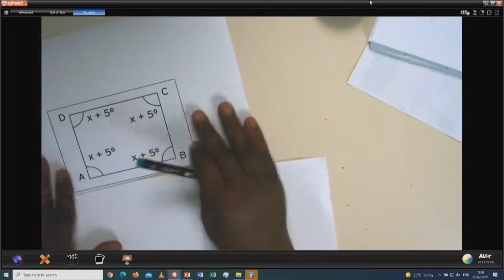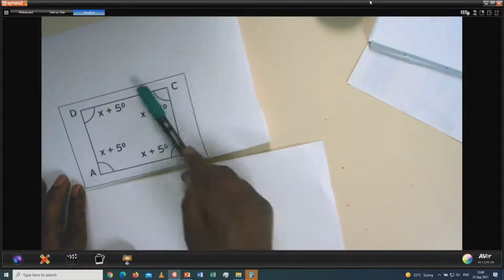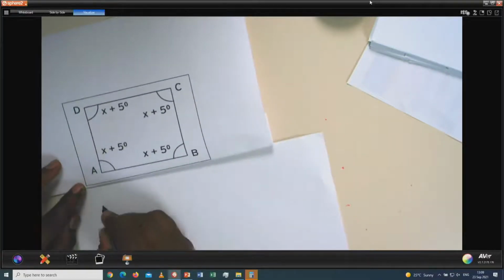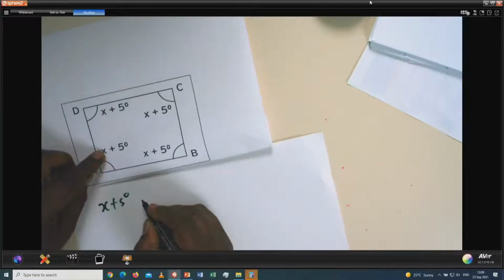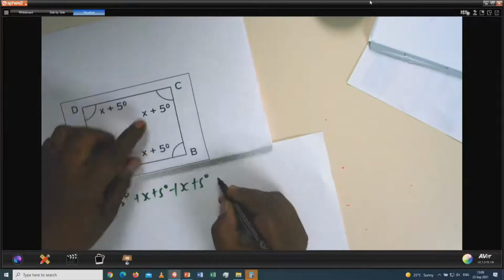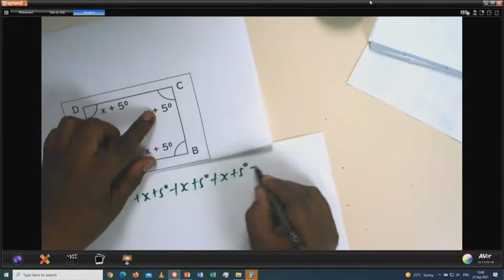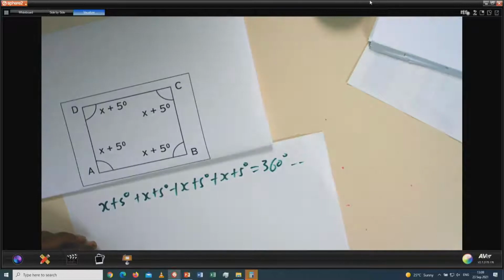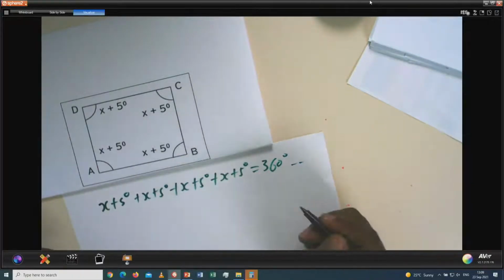You still remember? Now if that's the case, what kind of figure is in front of you? A quadrilateral. Why? It has 4 sides. Then what do you know about the angles of a quadrilateral? When you add them, they give you 360. Therefore, x plus 5 degrees plus x plus 5 degrees plus x plus 5 degrees plus x plus 5 degrees, when you add all of them, gives 360, the sum of angles of a quadrilateral.